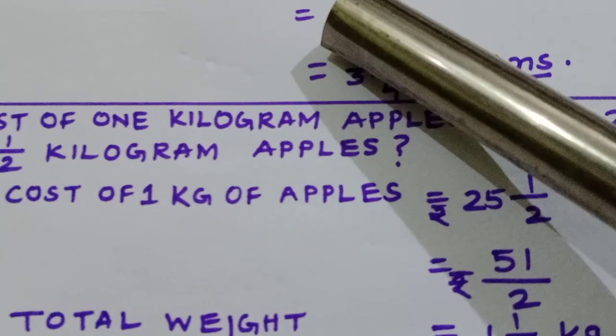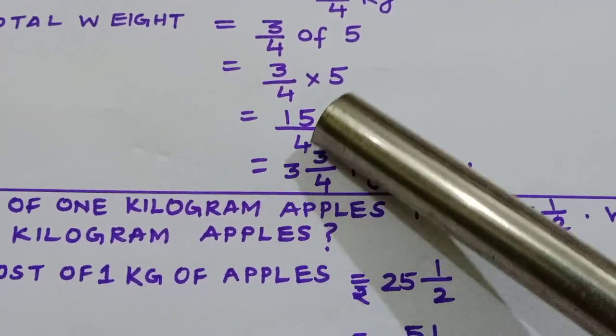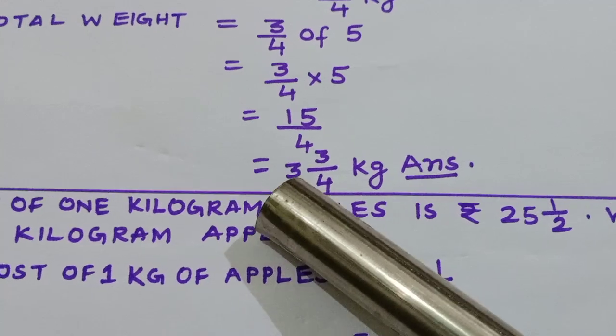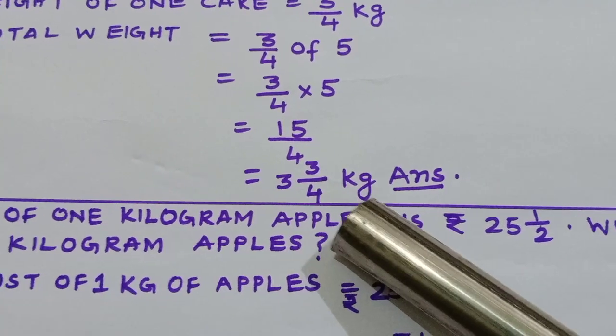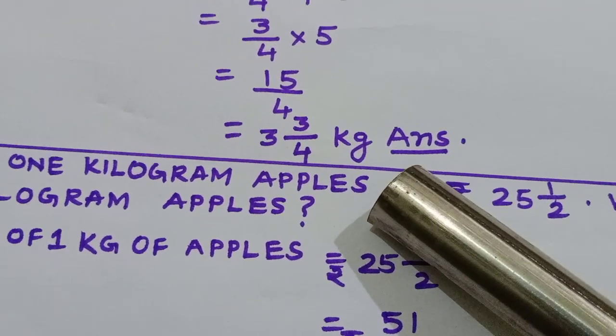So we know how to multiply fractional numbers with whole number. 5 threes are 15, so 15 by 4. Now if the numerator is greater than denominator, we will change it into mixed fractional number, isn't it? We will change into mixed fractional number. So what will be the answer? 3 whole number 3/4 kg.